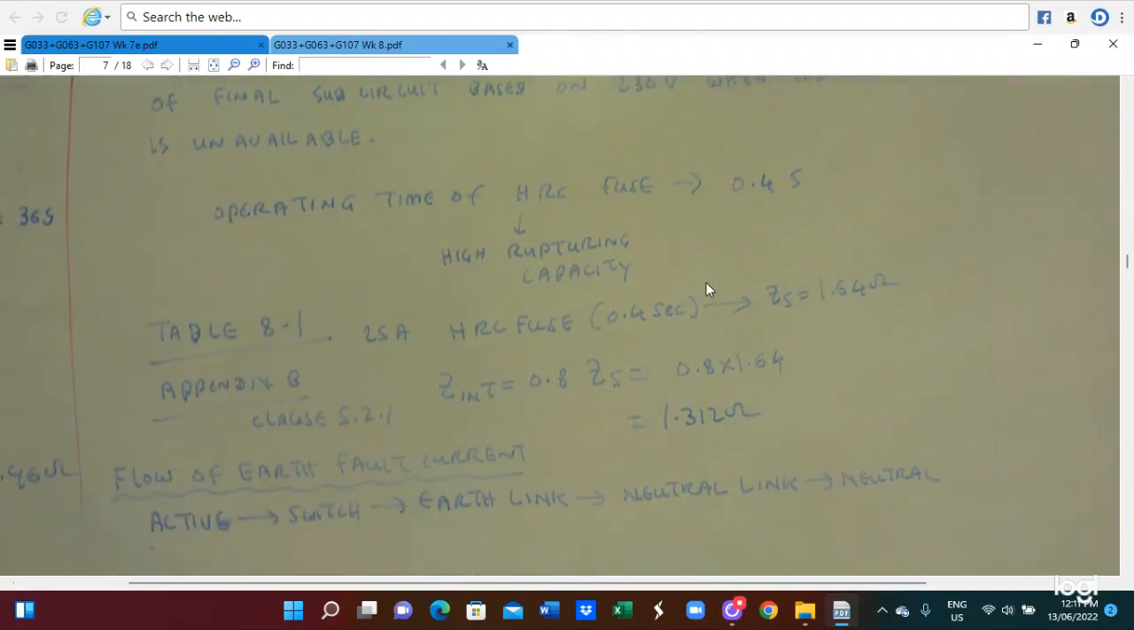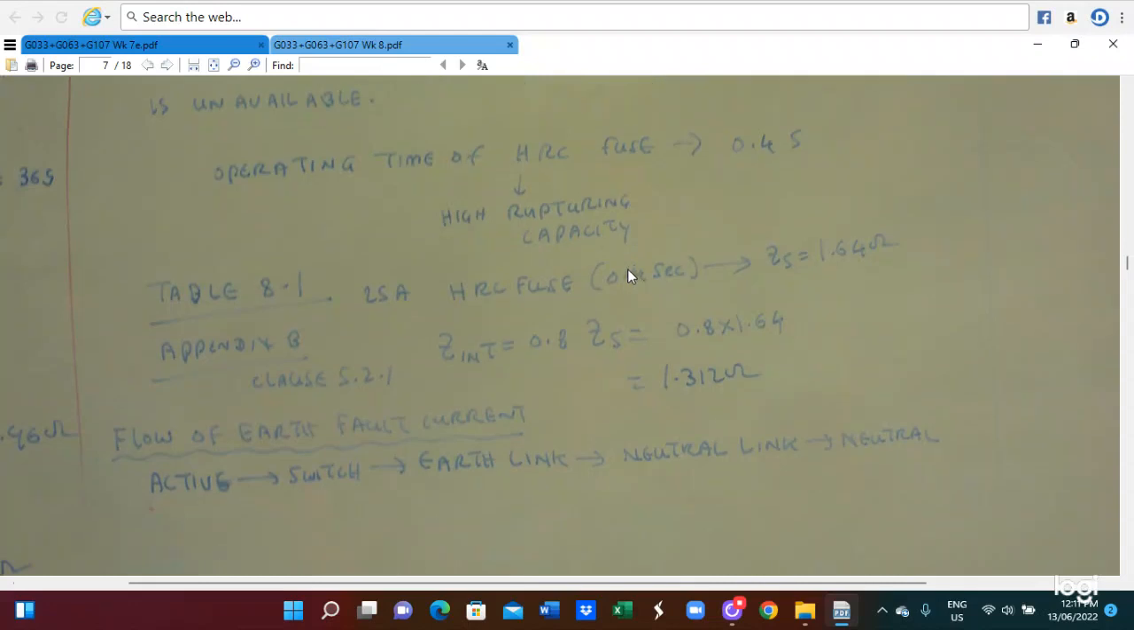This is the high rupturing capacity fuse. Table 8.1 gives a 25 ampere HRC fuse, so that will be 0.4 seconds. So Zs operated is equal to 1/6 ohm.